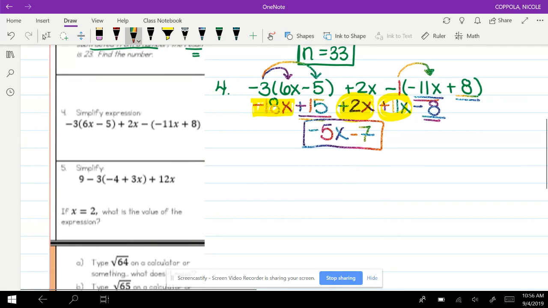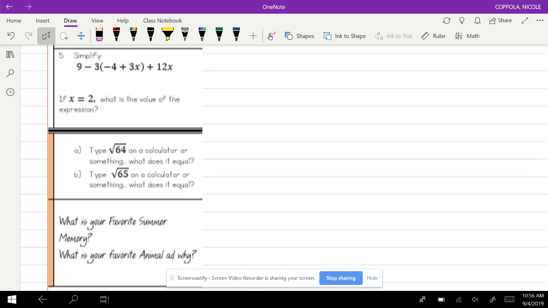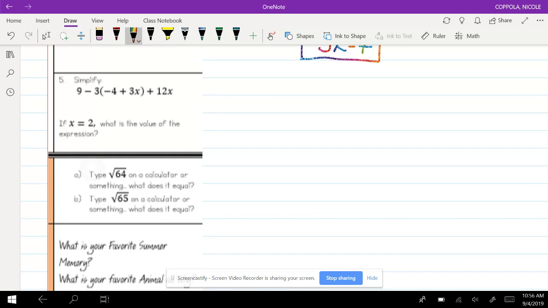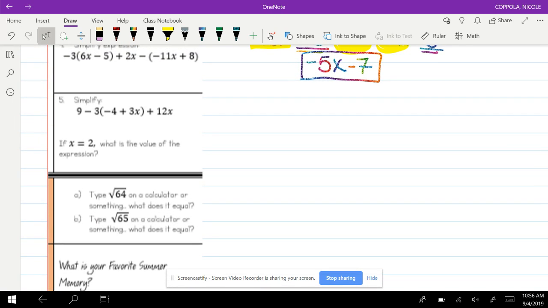Alrighty, this last one, simplify it. I'm actually going to do it right over here. I would suggest you rewrite it down, but for the sake of time, here we go. So I've got the 9. Now I have to distribute the -3 in. A negative times a negative is a positive. 3 times 4 is 12. -3 times positive 3x. A negative times a positive is a negative. 3 times 3 is 9x. Plus 12x.